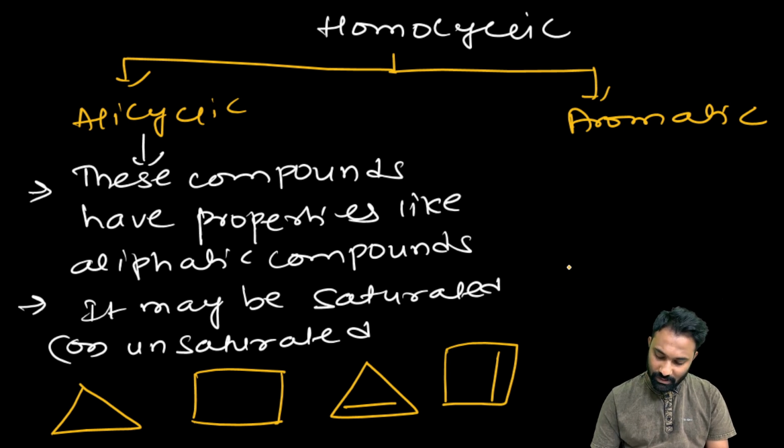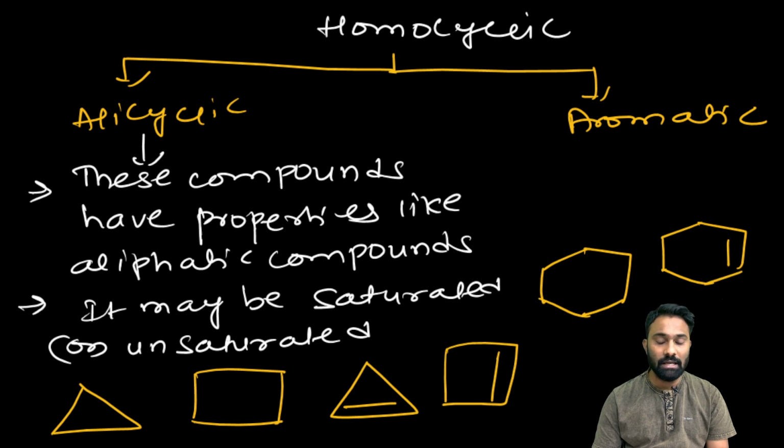Now next one, this is cyclohexane. Now this one will be the cyclohexene. Clear? These are the alicyclic compounds.